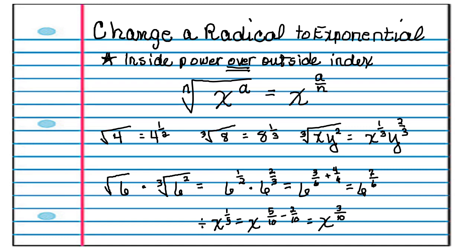And now it's top exponent minus bottom exponent. So x to the 5 over 10 minus 2 over 10 equals x to the 3 over 10. Just because it's in one form doesn't mean we can't complete the problem as long as we change it into another form.